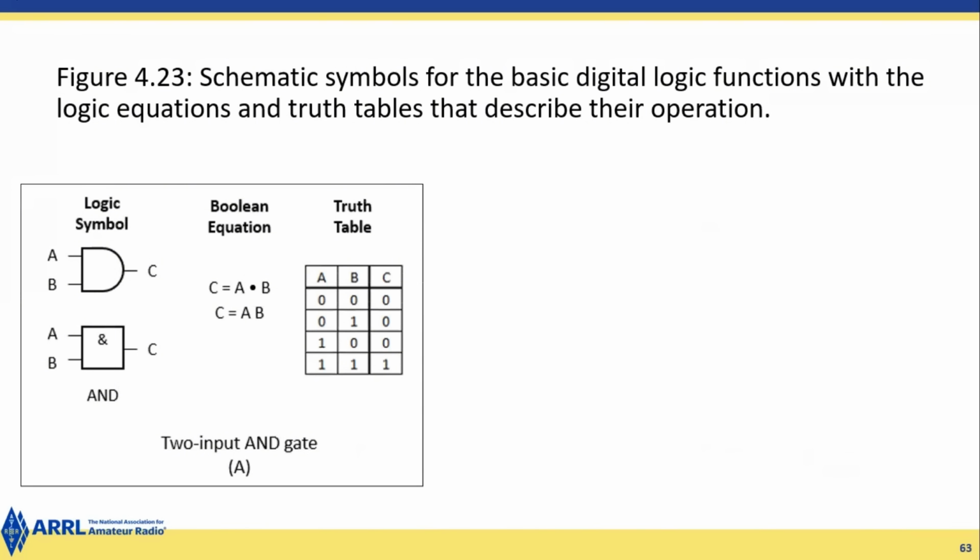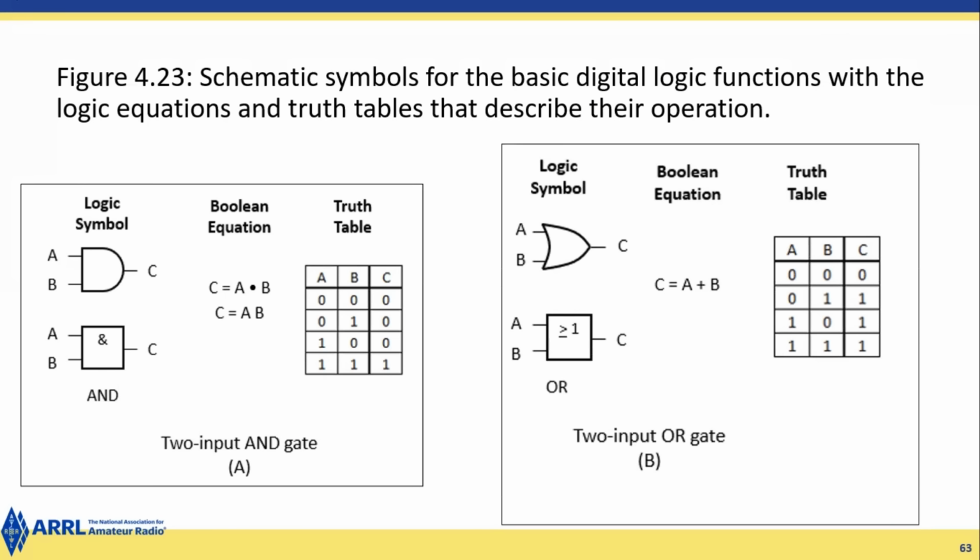And here are some schematics for some basic digital functions, with the logic equations and truth tables that describe their operations. If you look at the logic symbol for an AND gate, with inputs A and B and output C: if any input is 0, the output is 0. If the inputs are both 1, then the output is 1. So they both have to be 1 to have an output of 1.